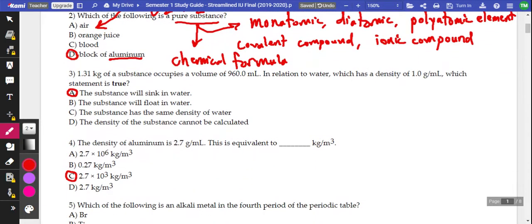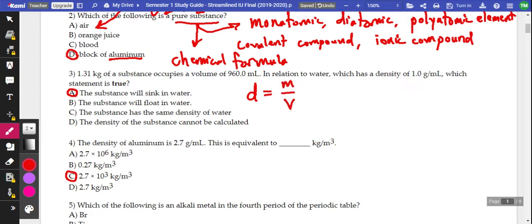Number 3, if 1.31 kilograms of a substance occupies a volume of 960.0 milliliters, in relation to water, which has a density of 1.0 grams per milliliter, which statement is true? Okay, well, if we want to figure out whether this will sink or float, or whether it has the same density or the density can't be calculated, we need to try and calculate the density. Density is how much matter you can pack into a certain amount of space, which means it's got to be mass divided by volume.